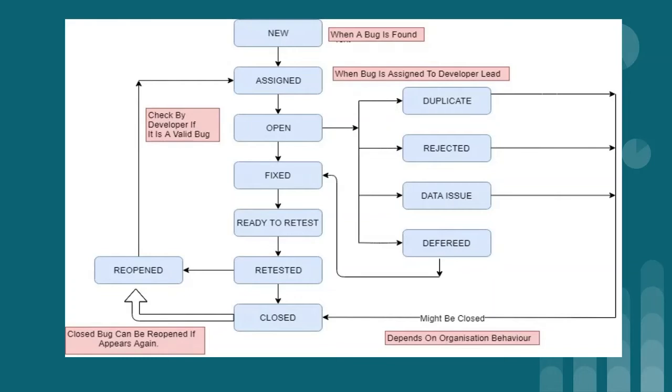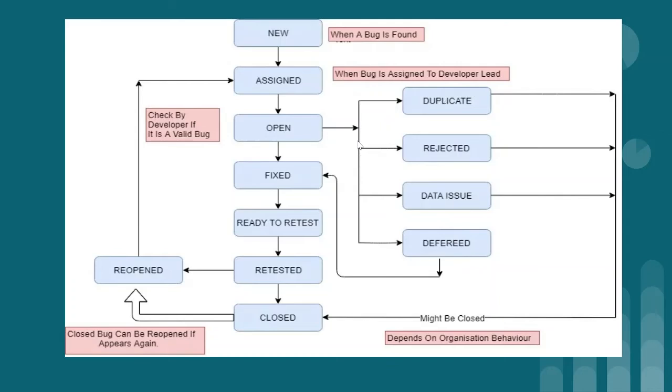The first status is New, where, as a tester, when we log a bug, it is created as a new defect. Then it is assigned to a developer lead or a developer to get it fixed. Now the developer opens it, meaning he starts working on it, and after opening and analyzing the defect, there could be different outcomes. If it is a valid defect, he will fix it, so it will go to Fixed status. Or he can open it and see that this is a duplicate of a defect he is already working on, so he will mark it as Duplicate.